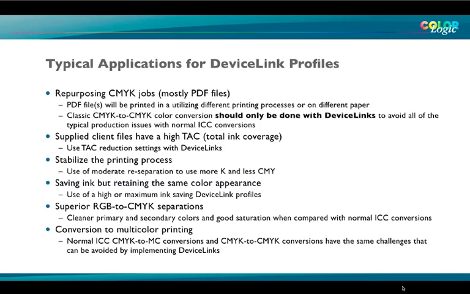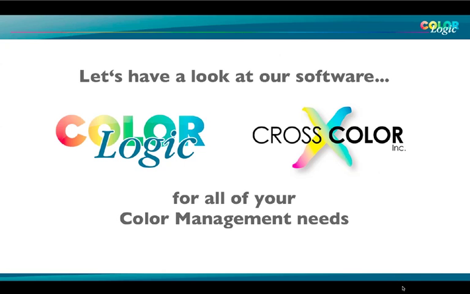Another use case is the conversion to multicolor printing. If you think of CMYK to multicolor, it has basically the same challenges that you have in CMYK-to-CMYK conversions, and you can avoid those problems and get better results using DeviceLink profiles for CMYK to multicolor. And the next thing which we will start to look at in more detail is a superior RGB to CMYK separation, where you get cleaner primary and secondary colors and a very good saturation when compared with normal ICC conversion. And this is where I would like to start the technical part of this presentation.